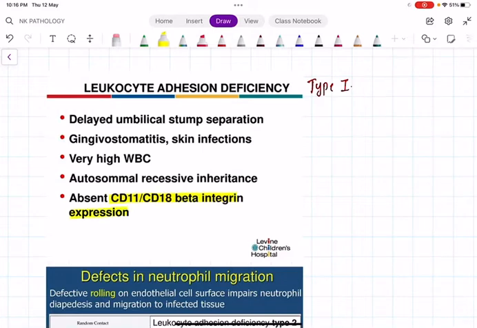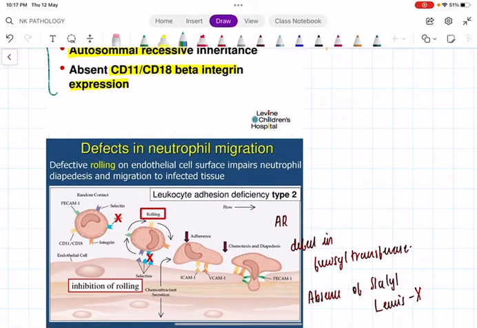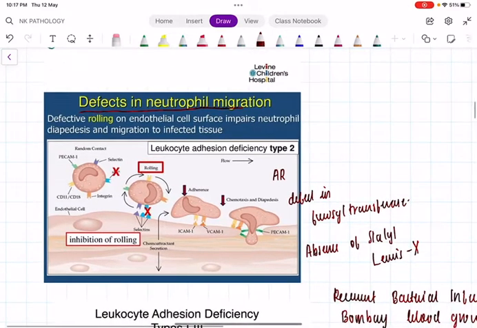It is usually an autosomal recessive inheritance. What is the important clinical feature? There is delayed umbilical stump separation. The baby may have gingivostomatitis and skin infection. All these are very classical features of leukocyte adhesion deficiency type 1. Remember, type 1 means integrin deficiency. Type 1, type 2 and type 3 altogether we call defects in neutrophil migration.